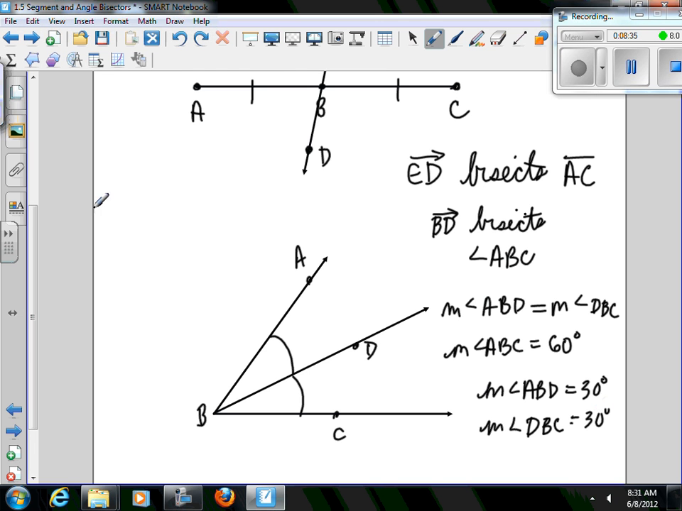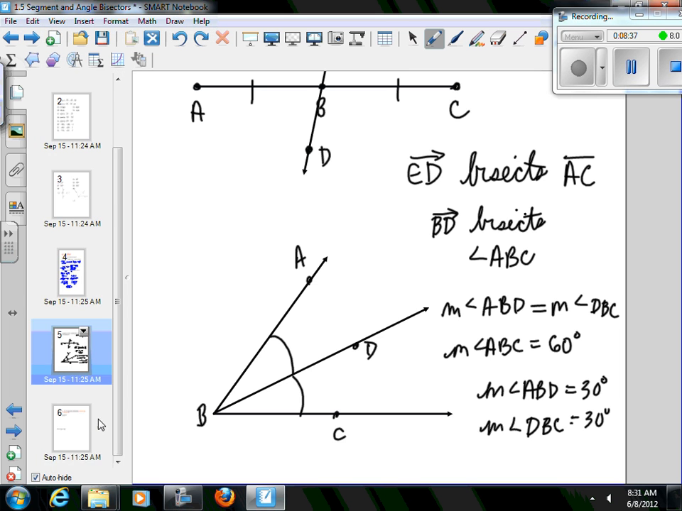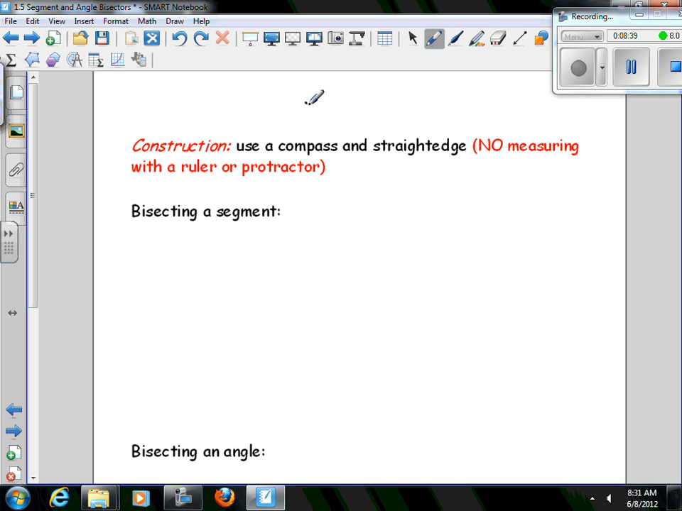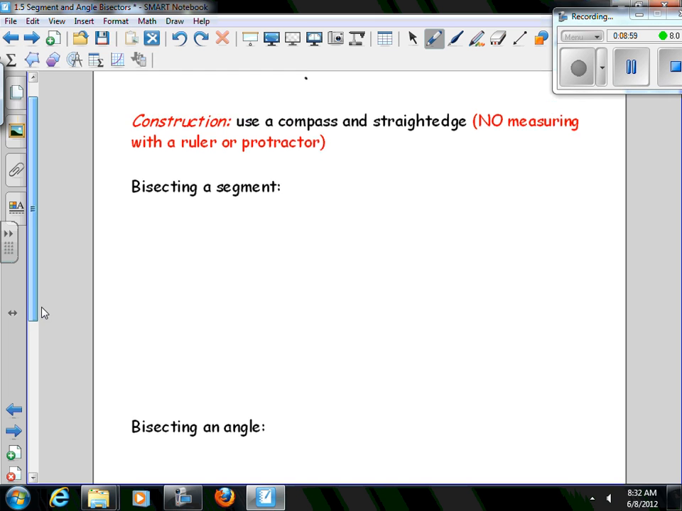Now, if you look at the next page in your outline, we are going to actually do this part in class. We are going to use a compass and straight edge without measuring with a ruler or a protractor, and we are going to bisect segments and bisect angles. But it's something that we're going to do in class so you can follow along with me with a compass. So these two things will be saved for class time.